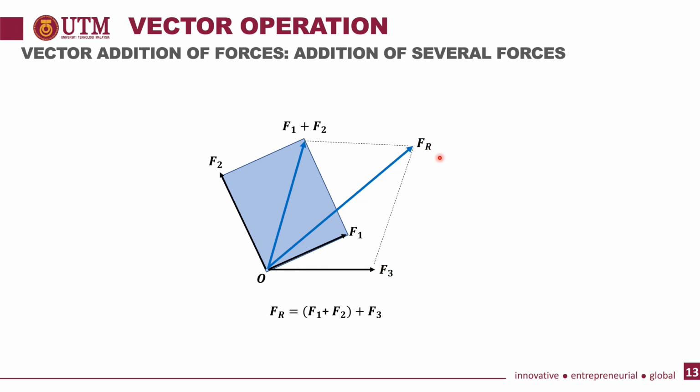So in order to find the resultant force, you need to add the two components of force first, and then the product of the addition you will add to the next force. If you have multiple forces, in each operation you need to add only two forces, and the product of the two forces you will add in the next step. So each part of the calculation must only consist of two elements of forces.